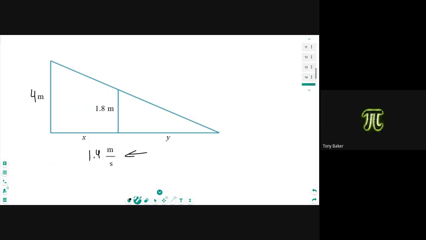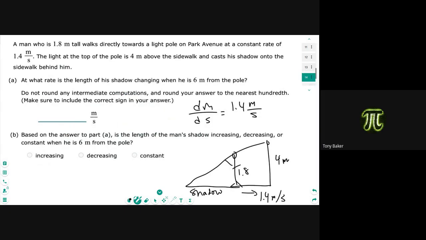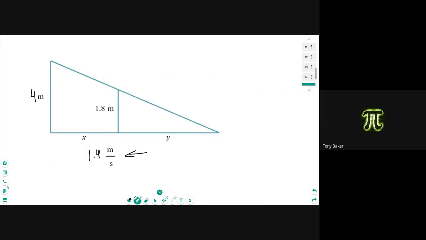So this word right here can change, and that actually will change the answer to the problem. Okay, so be careful when you're looking at that. All right, so what is my ratio that I have set up here? What was it? Okay.